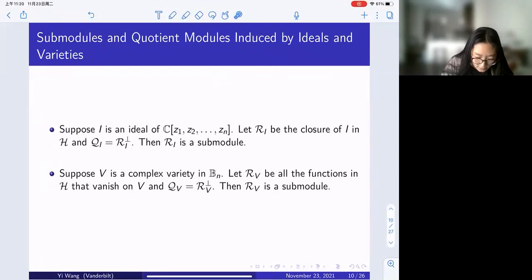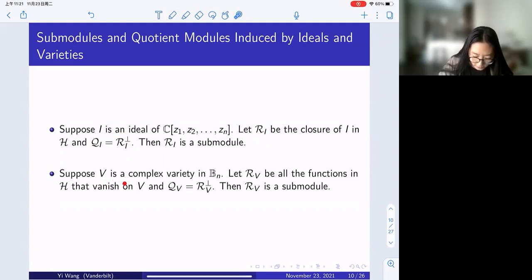Before that, let me describe the submodules and quotient modules of interest in the Arveson-Douglas conjecture. They are the following two types. If you start with a polynomial ideal, and you take the closure of the ideal in either the Drury-Arveson space, the Hardy space, or the weighted Bergman spaces, then because the ideal is invariant under multiplication, the closure will still be invariant under the module action. So this closure of the ideal would be a submodule in that sense. And then you can define the quotient module by just taking the orthogonal complement.